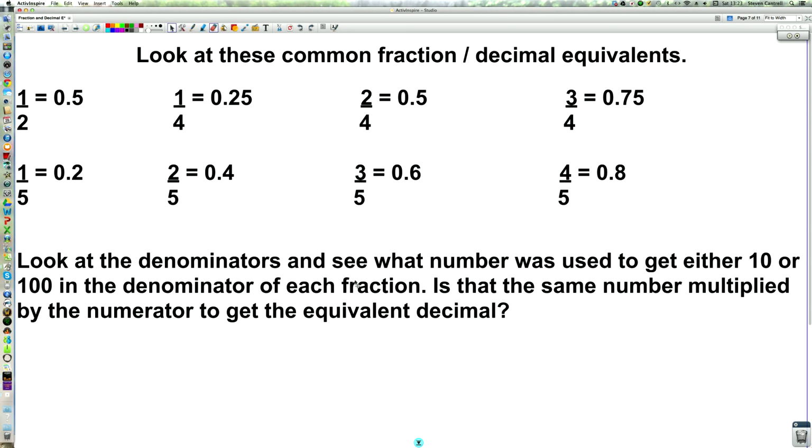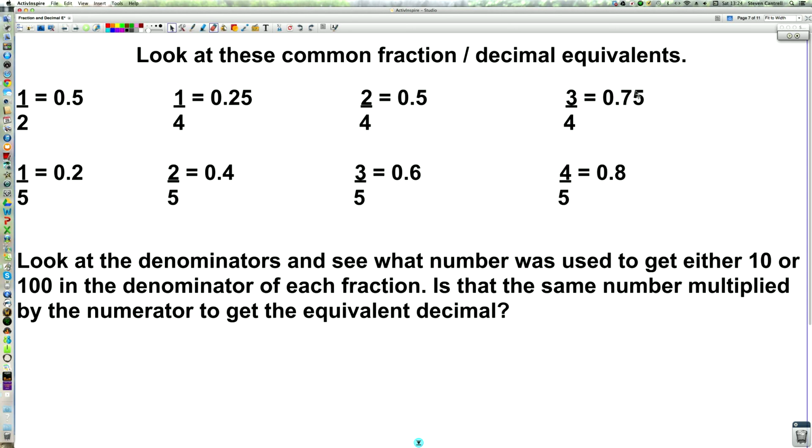Now, look at the denominators and see what number was used to get either 10 or 100 in the denominator of each fraction. Is that the same number multiplied by the numerator to get the equivalent decimal? So what did I multiply by to get this number 5 to 10 or 100? Well, I multiplied by 2. So what I end up with is 2 over 10, because 2 times 5 is 10, 2 times 1 is 2, so 2/10.